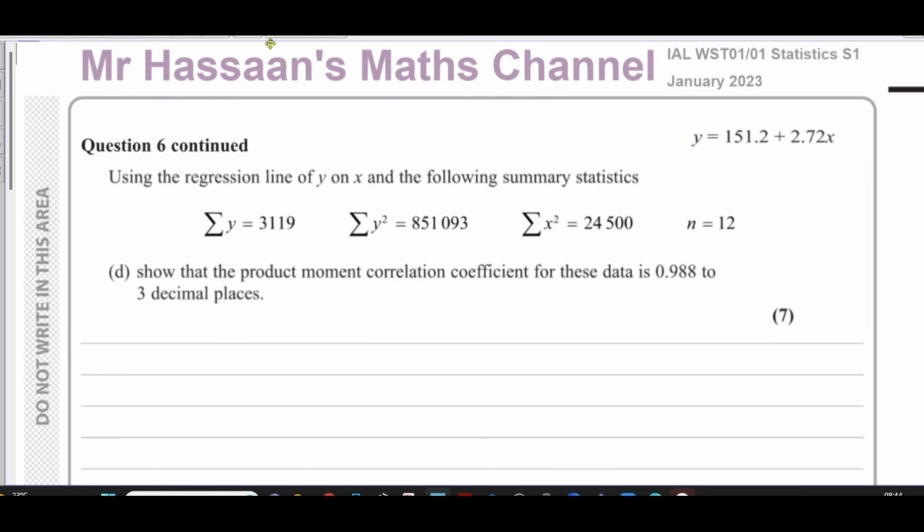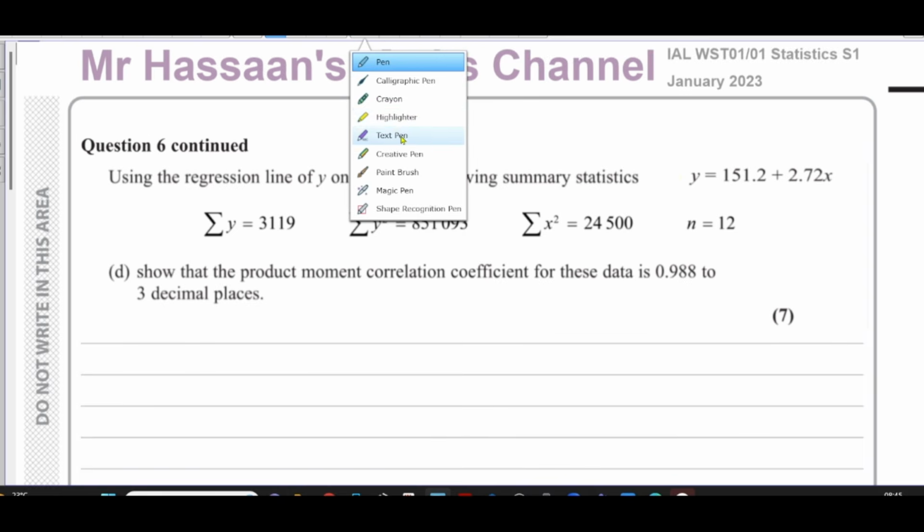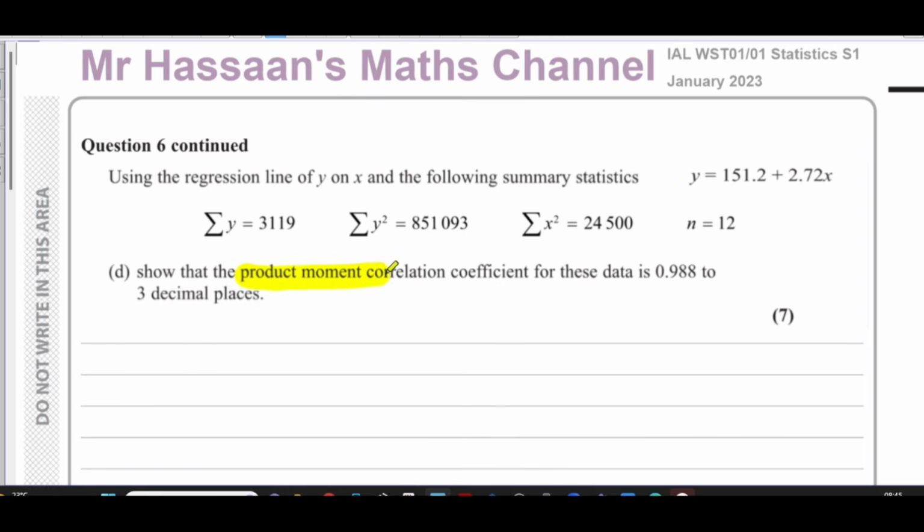Now we're going to go through question 6, part D. It says, using the regression line of y on x and the following summary statistics, show that the product moment correlation coefficient for these data is 0.988 to 3 decimal places. So we've got to use the data given and also the regression line, both, to work out the value of the product moment correlation coefficient. First of all, we've got to think about what this product moment correlation coefficient is.